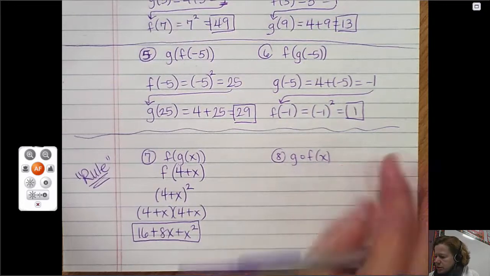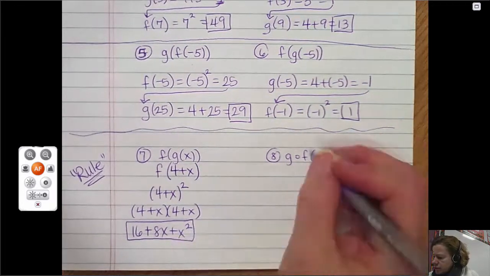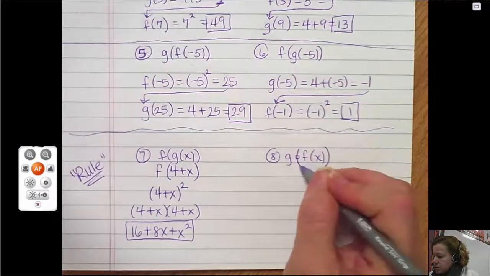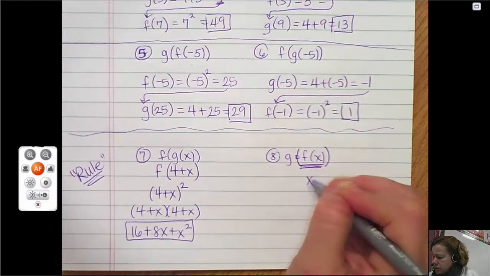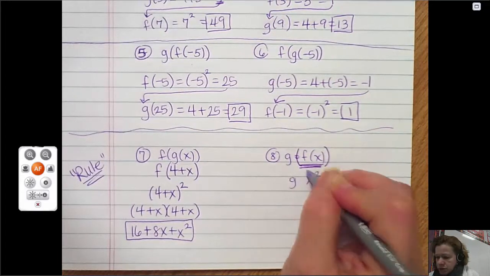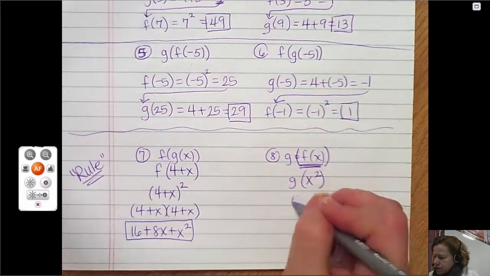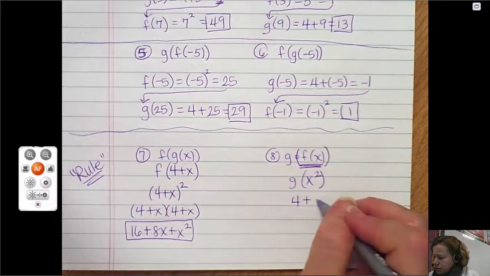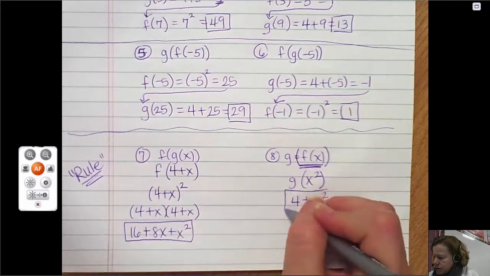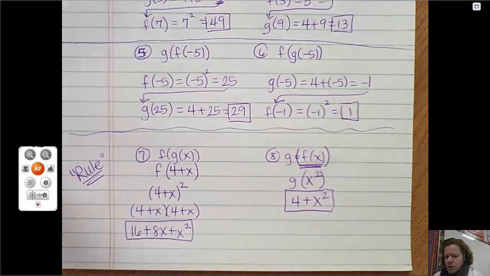Okay, let's do another. Here I'm going to do g of f of x. So I'm going to take the rule for f of x, which is x squared, and plug it into my g function. Well, the rule for g says do 4 plus whatever comes in. So here I'll get 4 plus x squared. And I'm done.